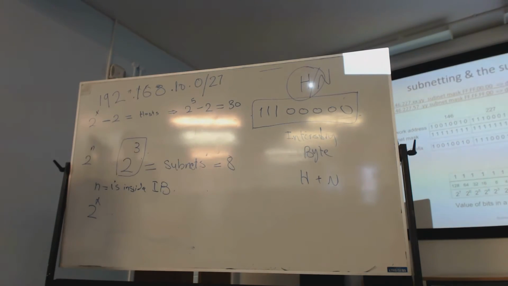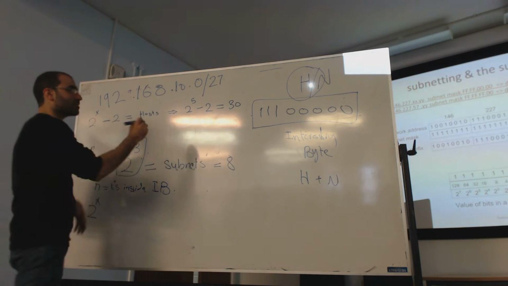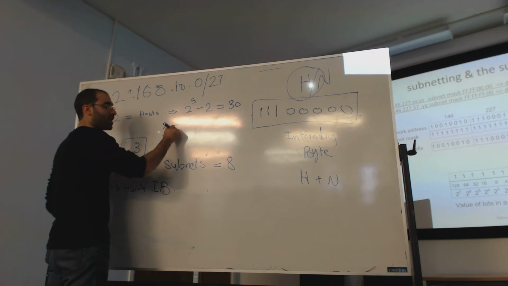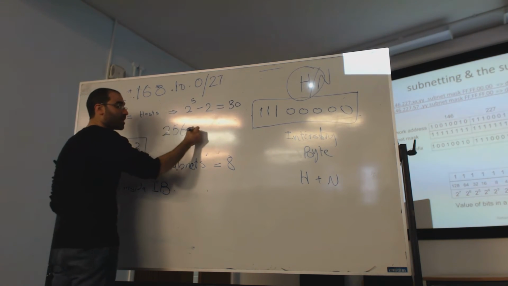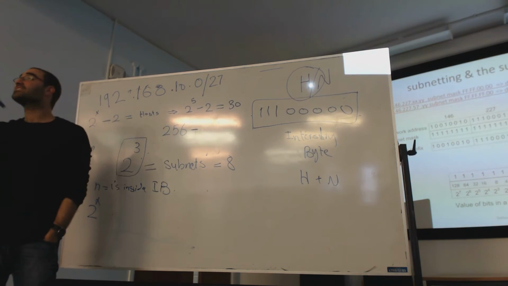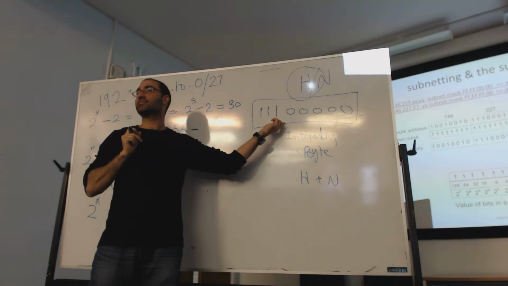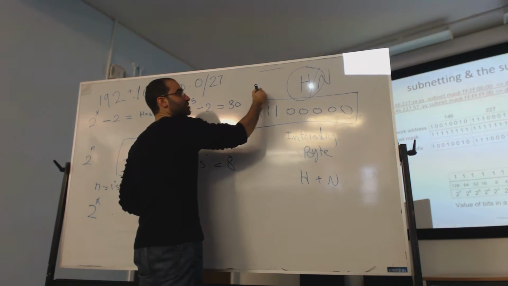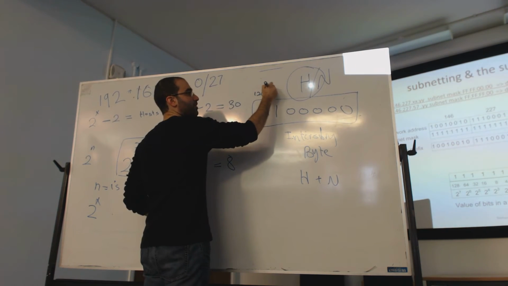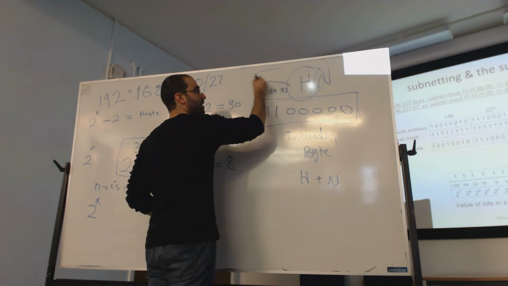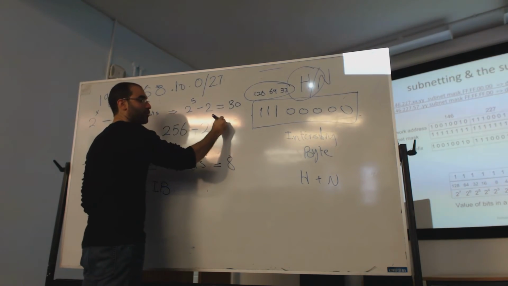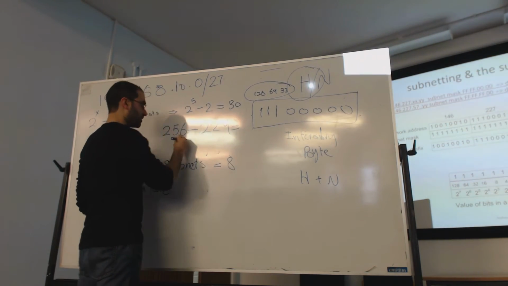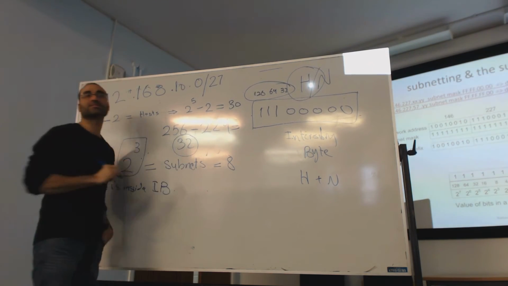Now I need to understand my increment. So how do I work out my increments? My increment is 256 minus my byte value of the ones. So that's 128, 64, 32. The summation of those values, 2 to the 4, will give me 32. That's your increment.